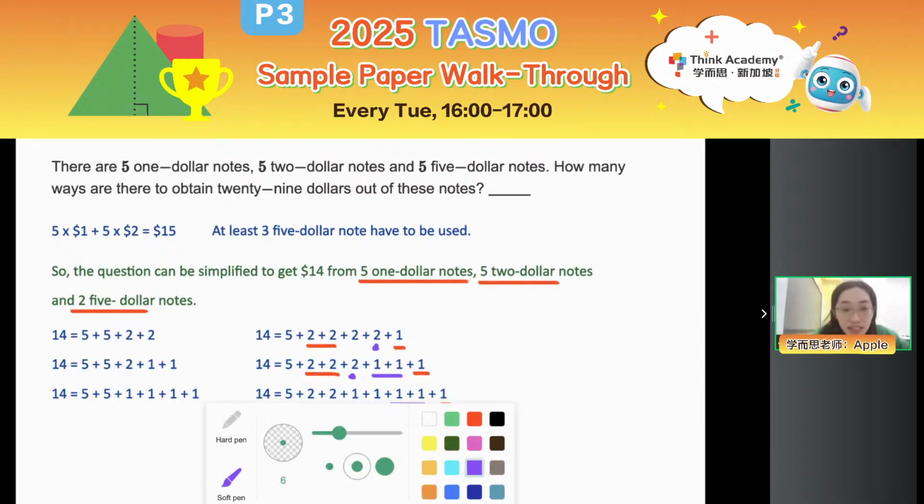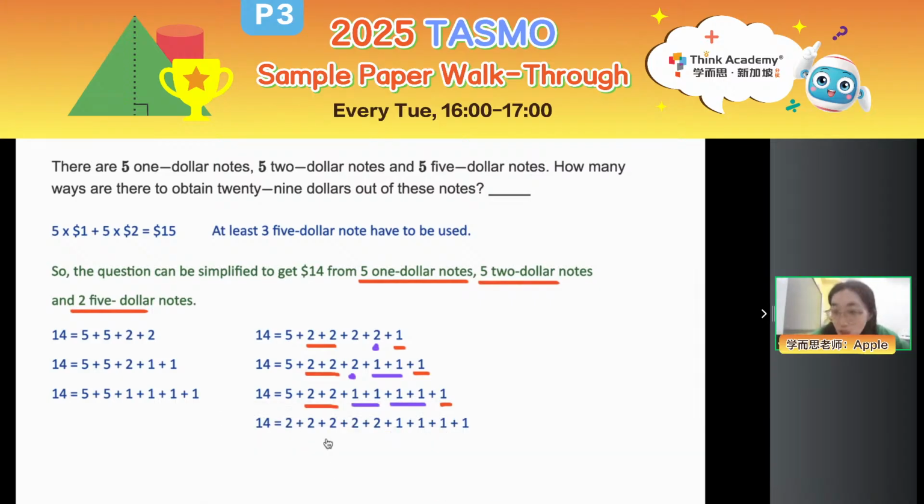Okay, and then for the last part, maybe I don't use any $5 notes. I only use the $2 notes. So you see, 2 plus 2, 2 plus 2, and plus 2, okay? And then 1, 1, 1, 1. So altogether, how many ways do you count? Now, altogether, we have 7 ways. Okay?